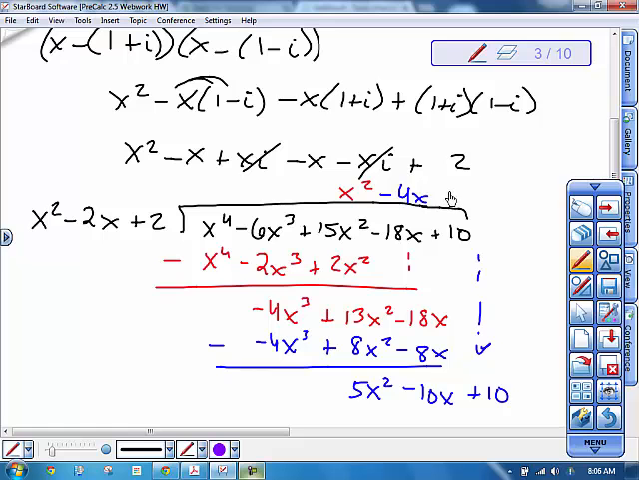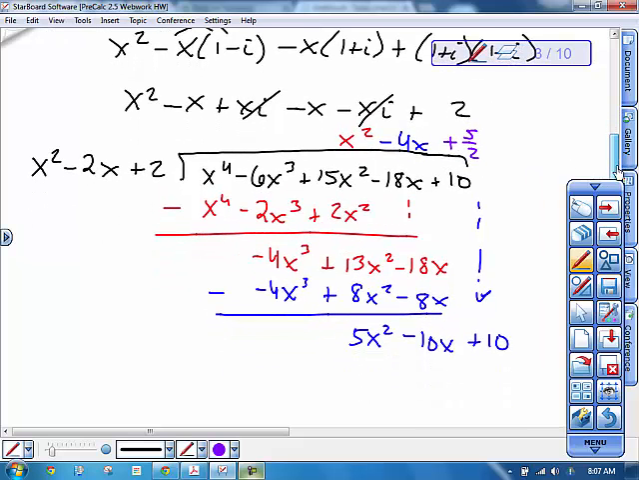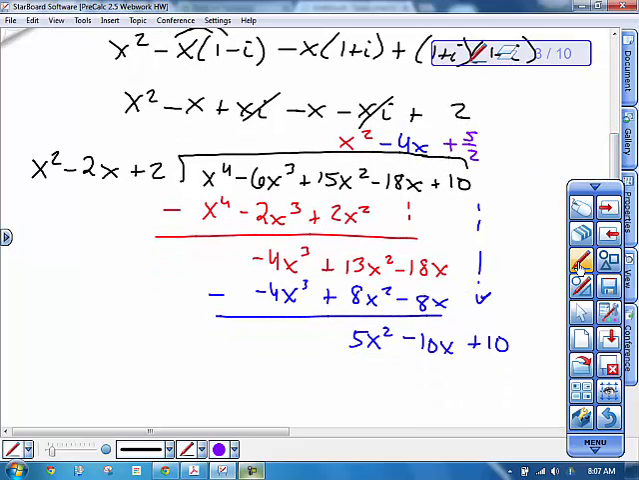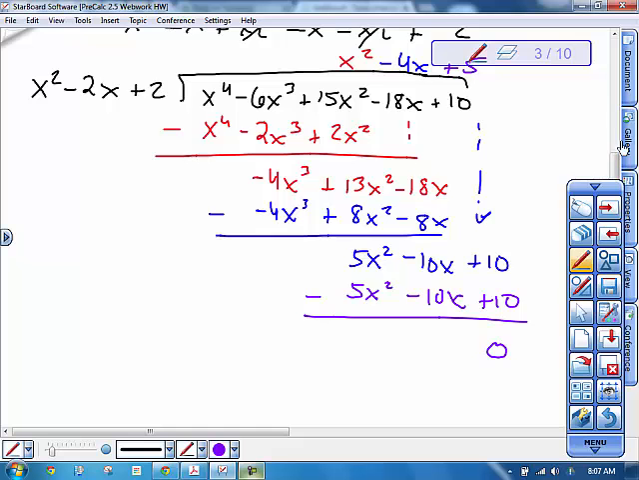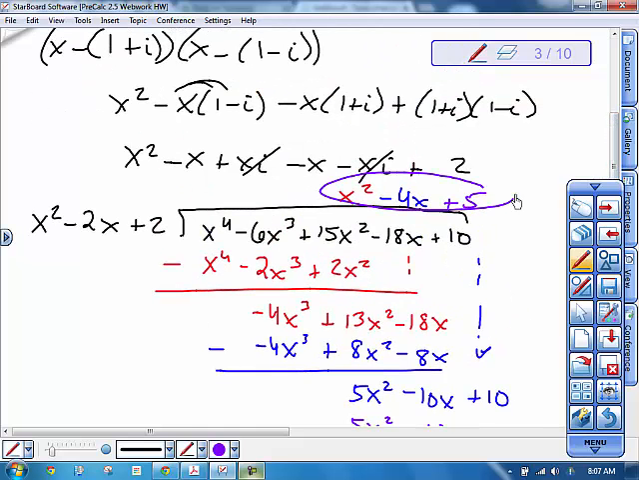So that'd be 5 halves. If I multiply that, that would give me 5x. Oh, I'm sorry. I'm not looking at this right. If I multiply by 5, I get 5x squared. Okay, there we go. 5x squared, and then negative 10x, and then positive 10. Subtract, and you get no remainder. That's a good sign. Okay, so here is my other quadratic.